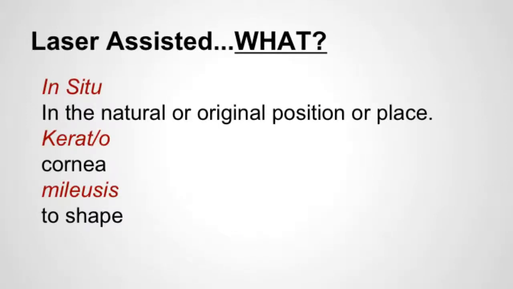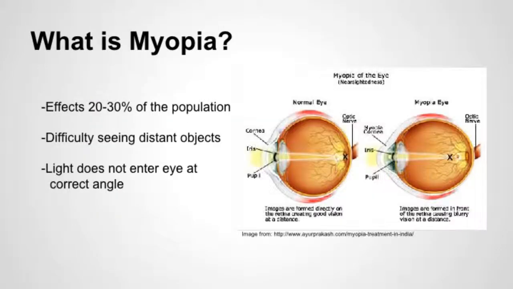You probably already understand what laser-assisted means, but in situ keratomileusis is a bit more complicated. Let's break down the words. In situ means in the original position or place. Kerato means cornea, and mileusis means to shape. So if we put it all together, it's laser-assisted shaping of the cornea in its original place, which is exactly what this surgery does.